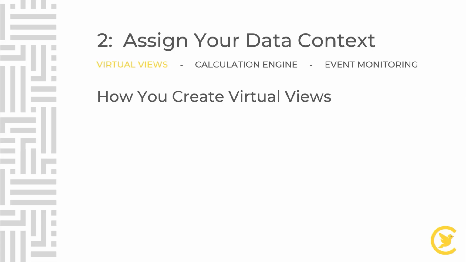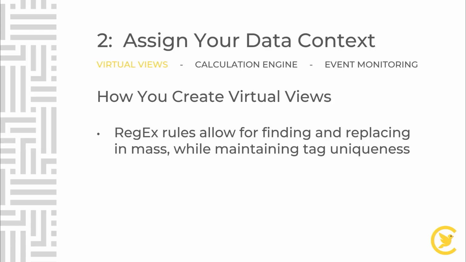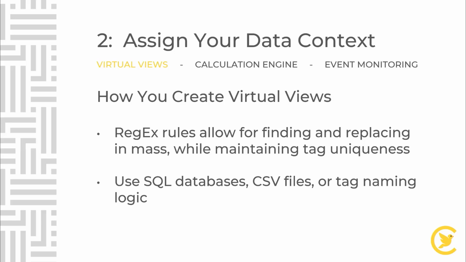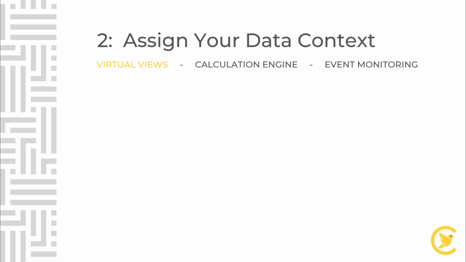So maybe you're wondering, how do you create the virtual views? Well, regular expressions give you the ability to restructure tag names while maintaining tag uniqueness. And if your tag names don't have as much logic as you would like, then that can be supplemented through uploading a CSV file or SQL database that may already exist within your organization. Okay, so what else can be done with the virtual views? Well, once tags have been restructured and the unified naming space has been established, you can also create custom asset models to further empower your team and really unleash those data rock stars.